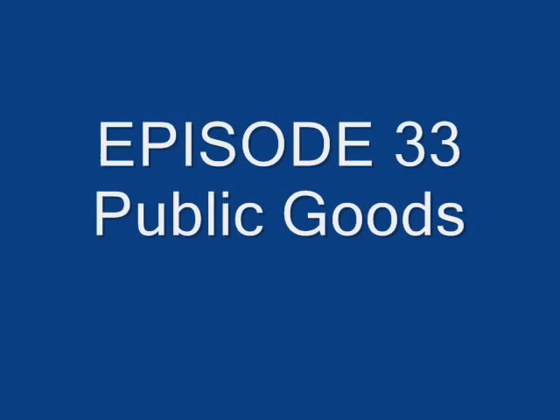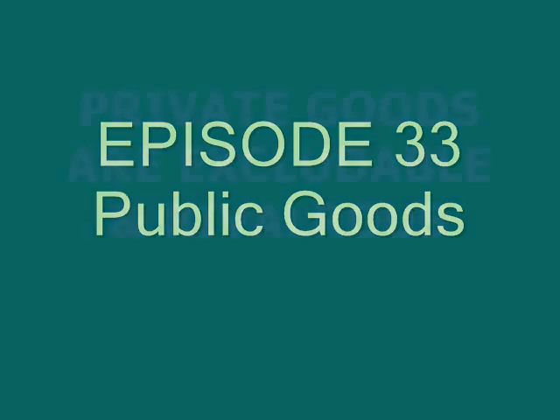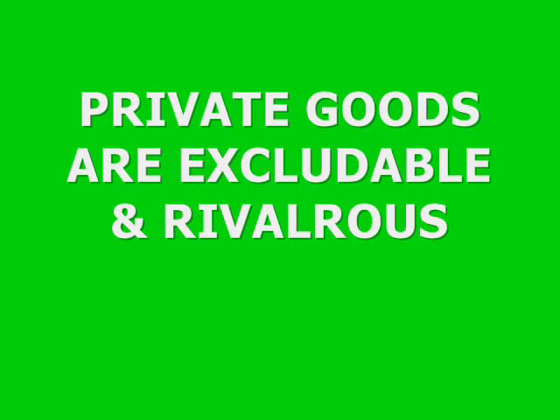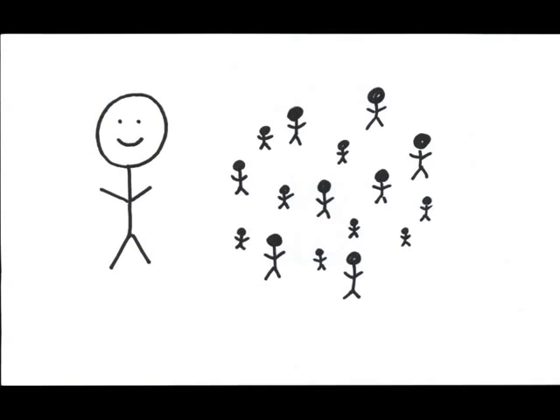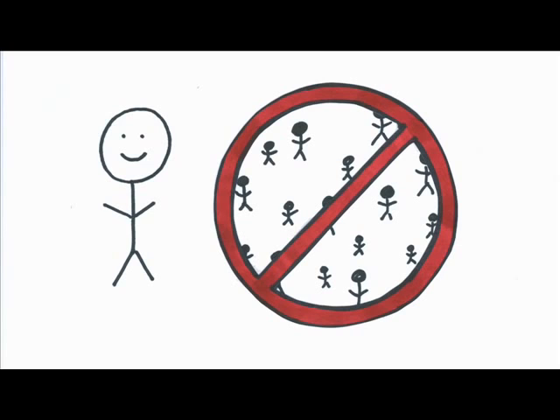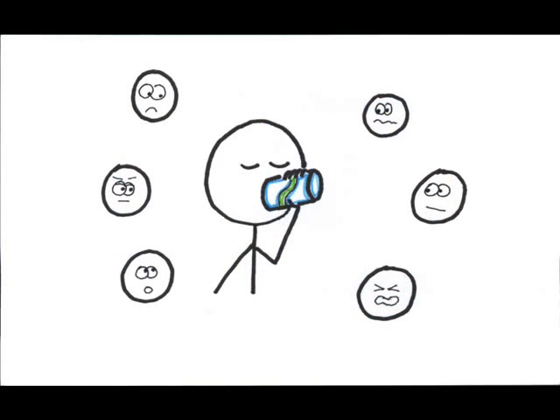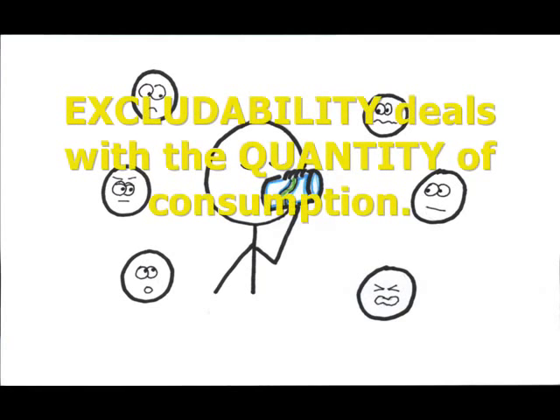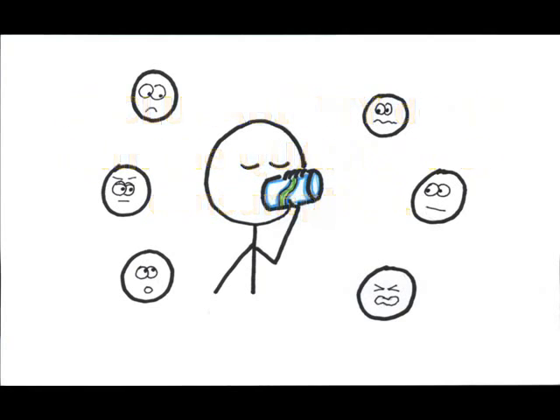Before we get into public goods, it may be useful to take a look at private goods first. Most commodities fall into this second category. If a commodity is excludable, then person A's consumption prevents anyone else from consuming it. Look, if you have a soda and you drink that soda, that prevents anyone else from consuming it. Excludability deals with the quantity of consumption.